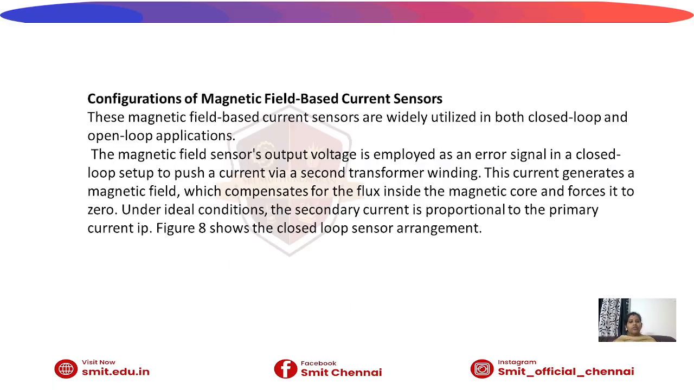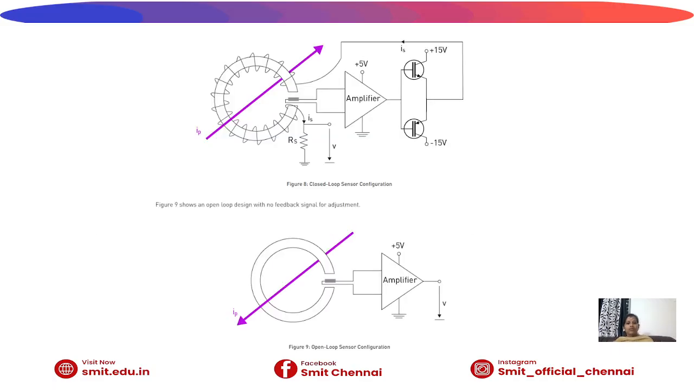The configuration of a magnetic field based current sensor: these magnetic field based current sensors are widely utilized in both closed loop and open loop. I will explain. This is the closed loop sensor and this is the open loop sensor. Here it is a magnetic sensor, and we consider this the primary current.